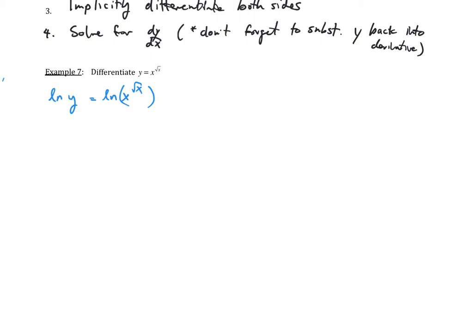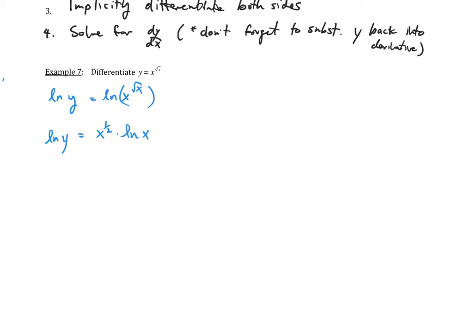And in the second step, we want to use the law of logarithms to break it down as much as possible. So in this case, we use the law of logarithms to bring this power down in front. So when we do that, we're going to get natural log of y is equal to x to the 1/2 power times natural log of x. And that completes step 2.